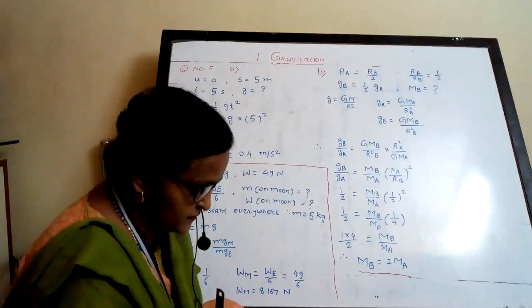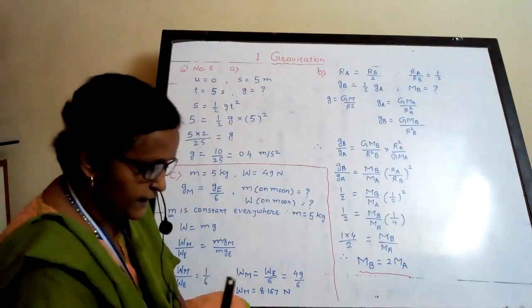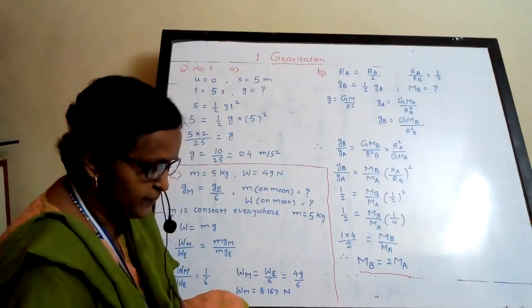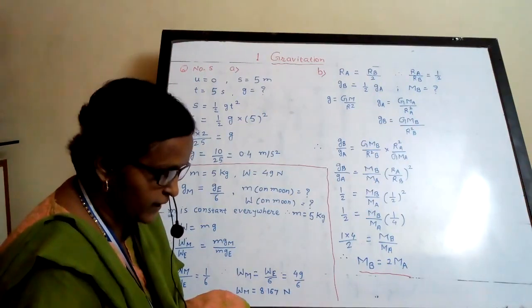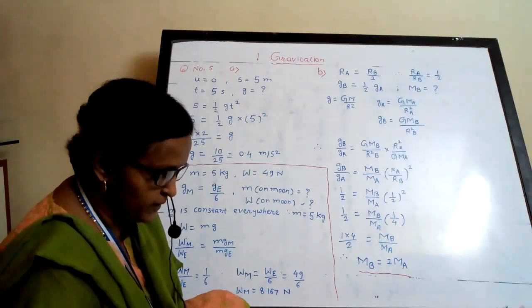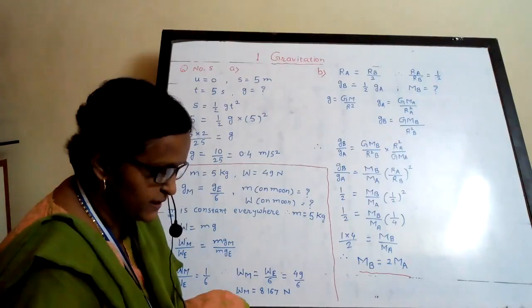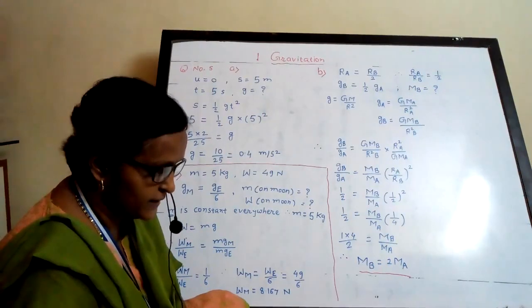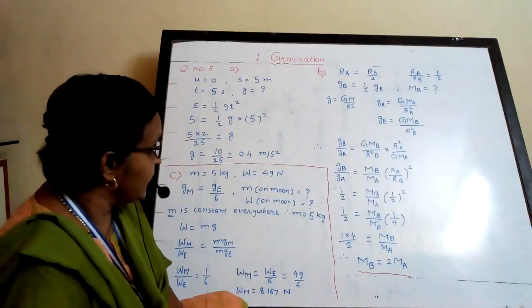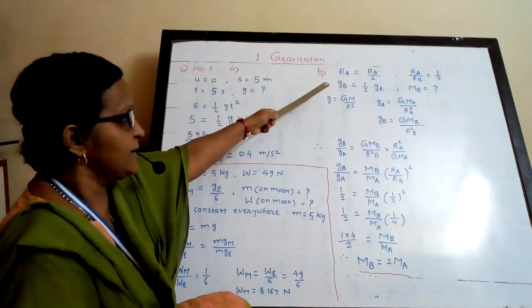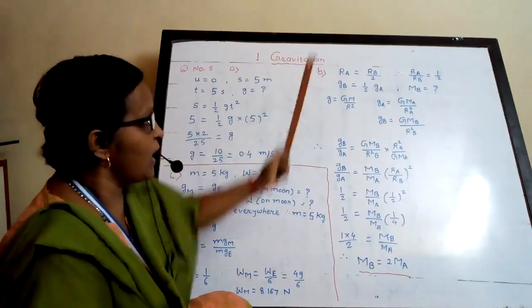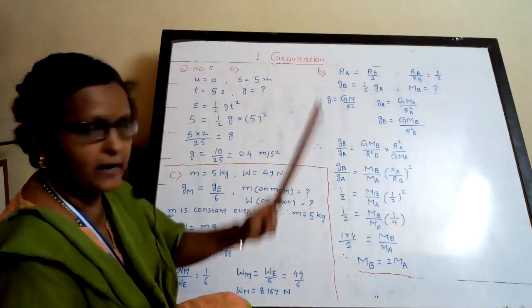Second example is: the radius of a planet A is half the radius of planet B. If the mass of A is MA, what must be the mass of B so that the value of g on B is half that of its value on A? So the radius of planet A, RA, is half of the radius of the planet B. So RB divided by 2, or 1 by 2 RB, you can write.